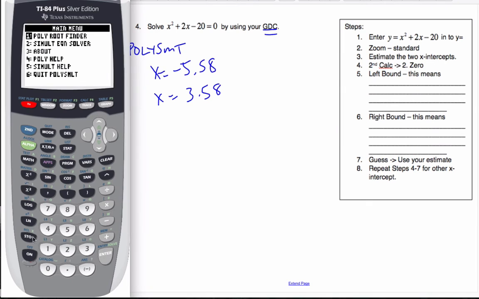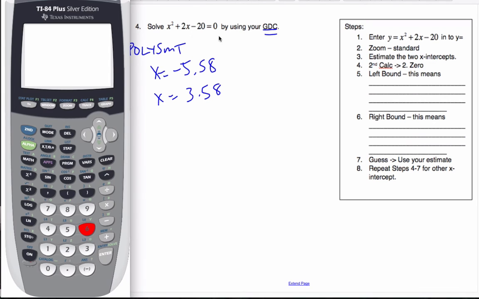But how else could I do it with my calculator, you wonder? Because I know you're all wondering that. Well, I could do it by graphing it. And that's what these steps here are for. So the first thing I'm going to do is enter this into my calculator, and I'm going to zoom to standard. Now, you should pause the video and try it yourself, and make sure you're doing it with your calculator.